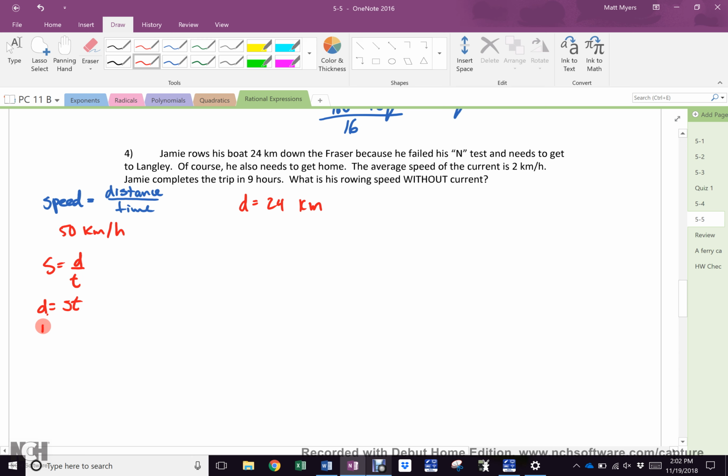Speed times time. And what does time equal? Distance divided by speed. Is everybody cool there? Is it fair of me to expect you to be able to understand the stuff on the left of the screen? We all know what speed is, yeah? All right. So, now what do I know?